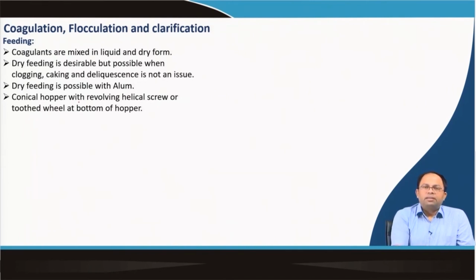Dry feeding is possible with alum, it does not create this kind of issue, and we usually use a conical hopper with revolving helical screws or a toothed wheel at the bottom of the hopper to release the chemicals. So, basically the hopper is something like this, and then we have these release valves through which we can release the chemicals.